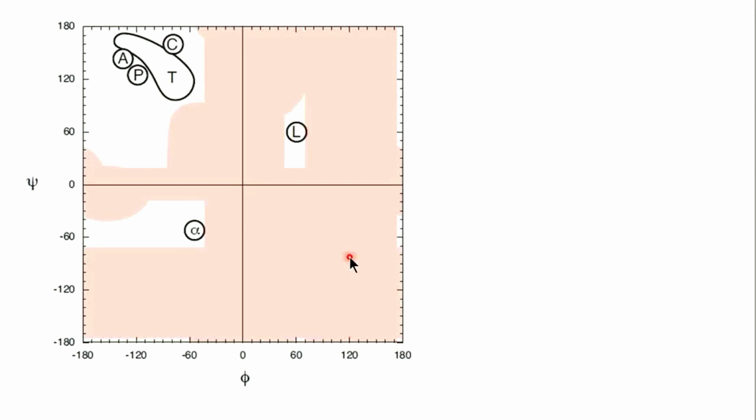So these four quadrants are divided based on the values of phi and psi, and on the x-axis we are keeping phi and on the y-axis we are keeping psi. Now the pink color in this graph is showing those values of phi and psi angles where the secondary structure of protein is not possible. What do you mean by that?